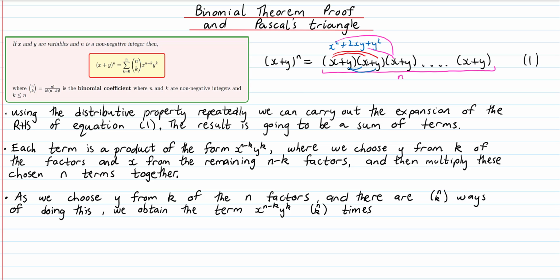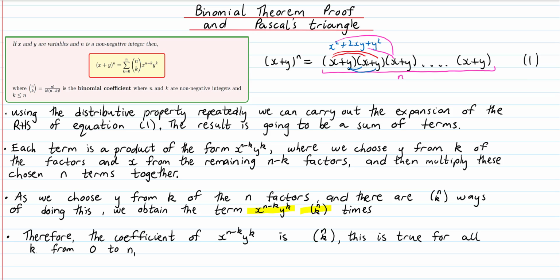So if we're choosing k things from a set of n things, then there's n choose k ways of doing that. So that's why we obtain the term x^(n−k) times y^k, n choose k times. Therefore, our coefficient of x^(n−k) times y^k is n choose k, and this is true for all k going from 0 to n.